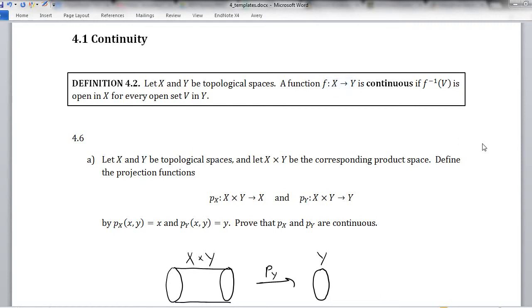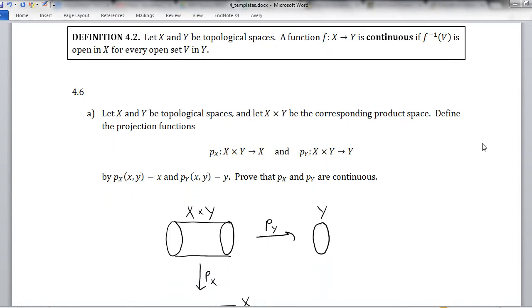Alright, so let's try exercise 4.6. Let X and Y be topological spaces, and let X times Y be the corresponding product space. Define the two projection functions p sub X, which maps to the space X, and p sub Y, which maps to the space Y, by, well, p sub X applied to a point in the product is just going to keep the first coordinate, and p sub Y is just going to keep the second coordinate. Okay. Prove that these two projection functions are continuous, and remember we're using the product topology on X times Y.